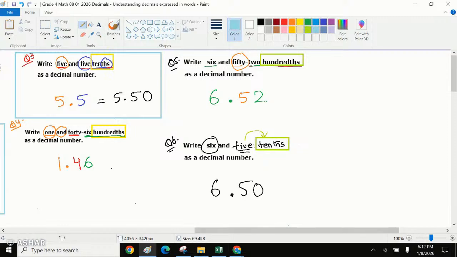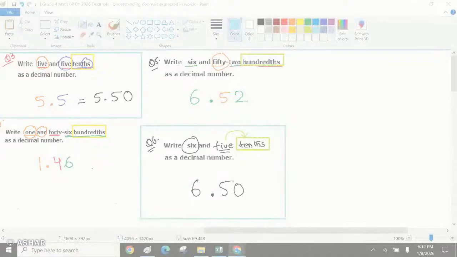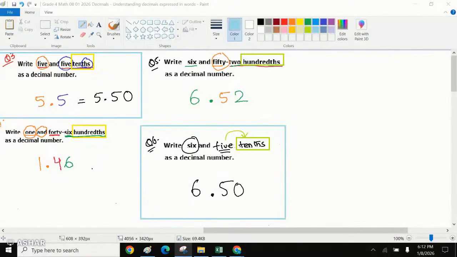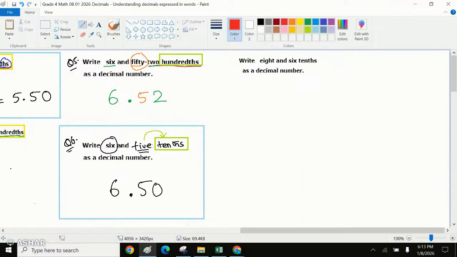So what we are focusing on is that a small change, one word change in the question can change the total context of the question. Okay. Moving ahead, let's look at the next question. Again it says tenth. So the next question is saying, write 8, as a decimal number. What about question number 7? What can we say about this?